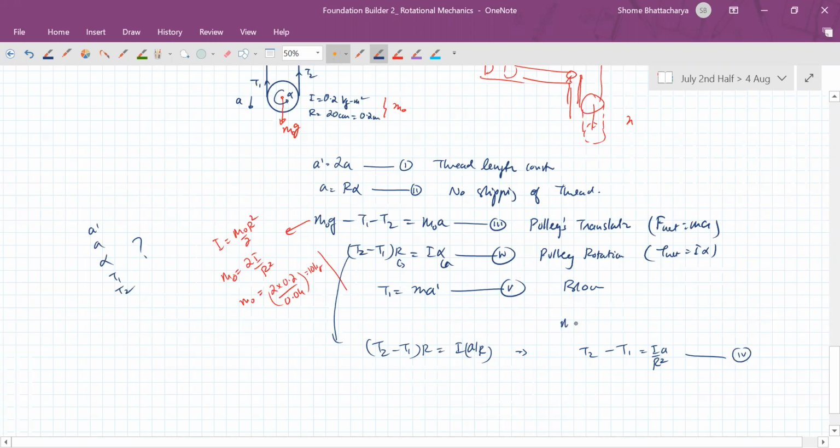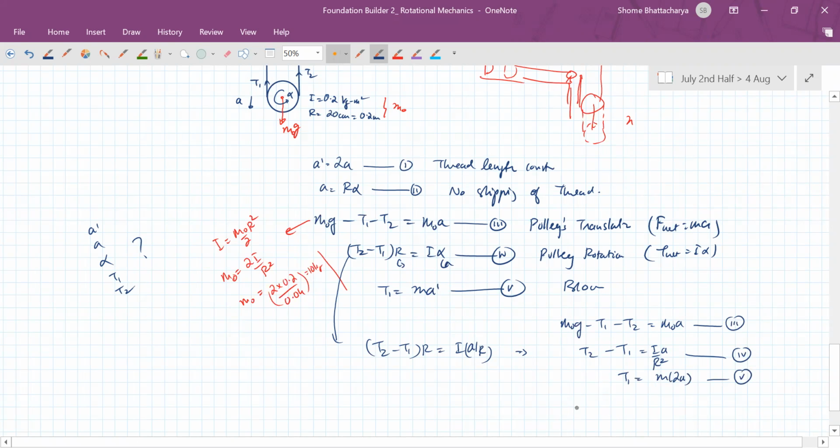Then I have m naught g minus T1 minus T2 is equal to m naught a. This is my third equation, and in this equation a prime is equal to 2a. So this equation will become that T1 is equal to m into 2a. That is the fifth equation.